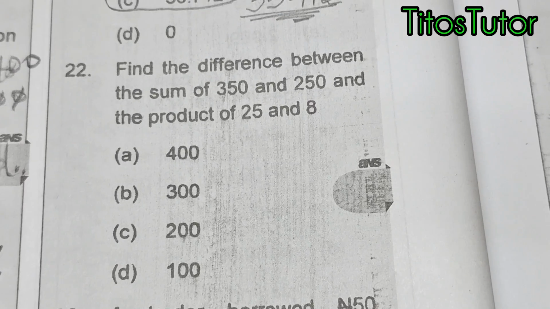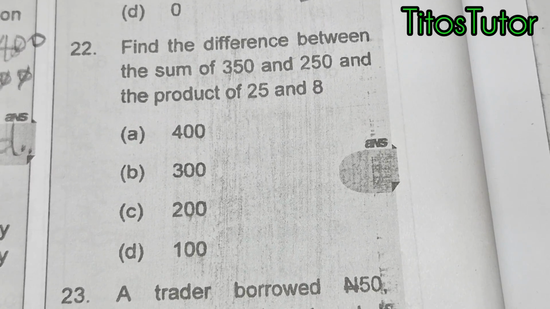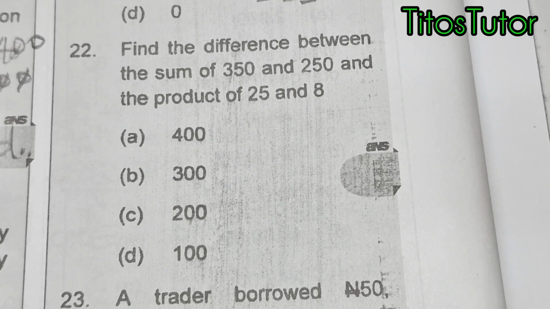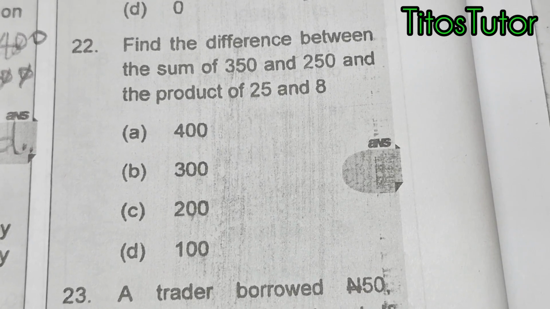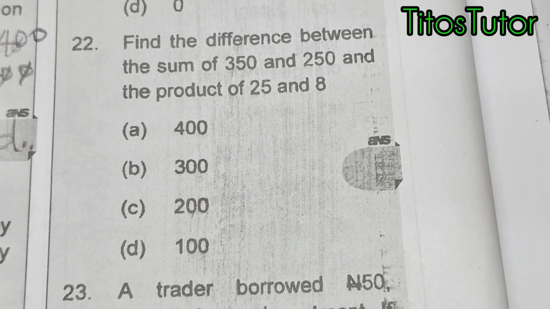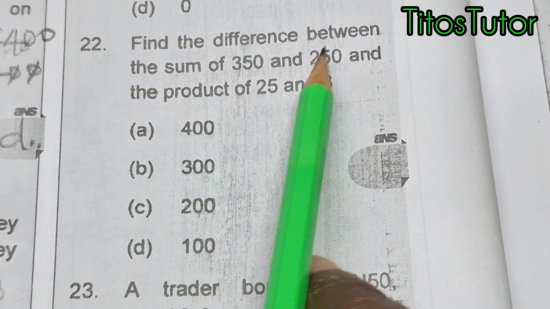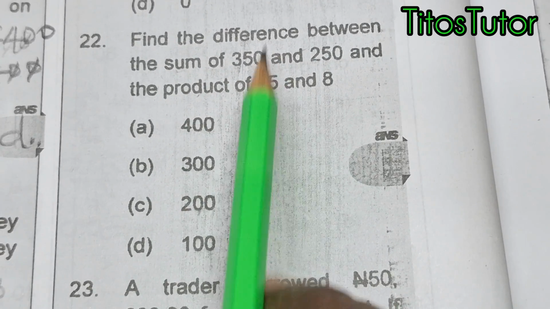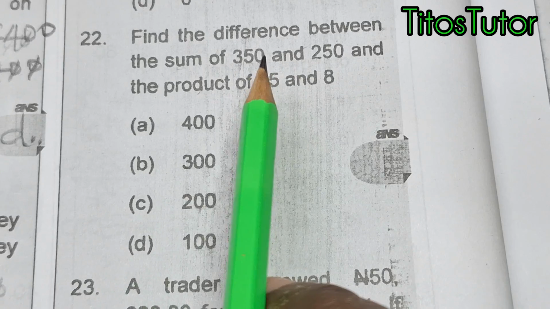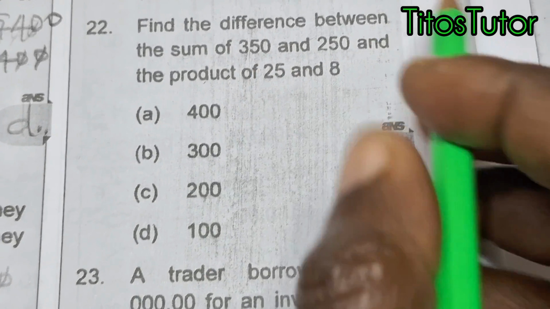Here's question 22. It says, find the difference between the sum of 350 and 250 and the product of 25 and 8. Difference in math means subtraction, but there are 2 parts. Sum means addition, so add these 2 together. Product means multiplication, so multiply these 2, then find the difference. Subtract the smaller answer from the bigger answer. That's what you do.